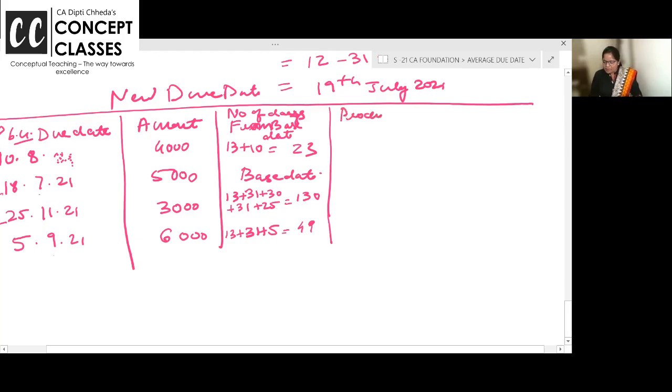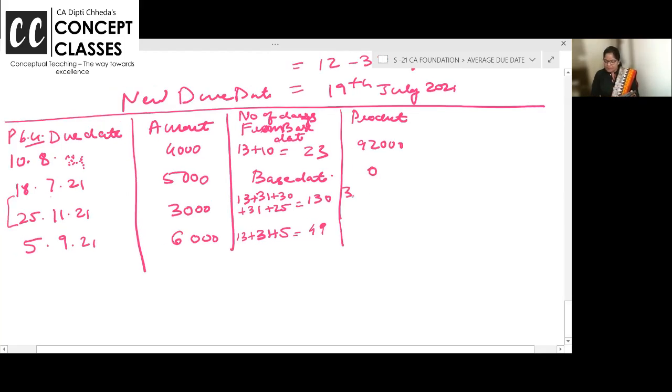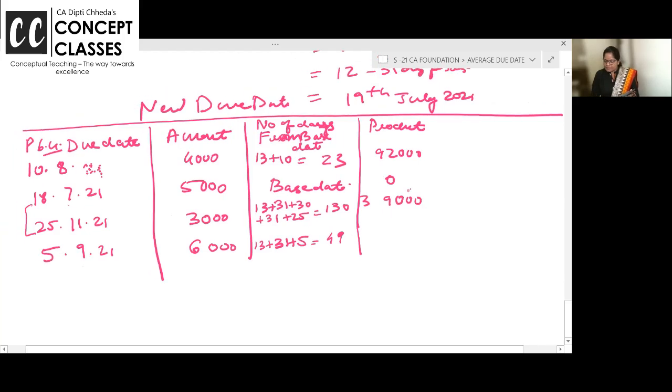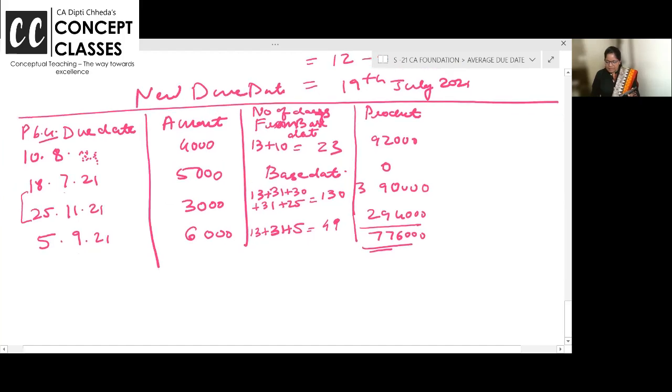Now do the product. Amount into number of days. 4,000 into 23, 92,000. 5,000 into 0, 0. 3,000 into 130, 390. 6,000 into 49, 294. Total 776.